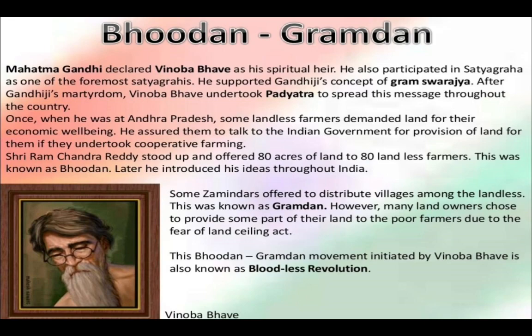Later, he introduced these ideas throughout India. Some zamindars offered to distribute villages among the landless, so much larger land was available. That was called Gramdan, which means a whole village has been donated to these farmers for better agriculture. However, many landowners chose to provide only some part of their land to poor farmers due to fear of the Land Ceiling Act. This Bhudan Gramdan movement, initiated by Vinoba Bhave, is also known as the Bloodless Revolution.